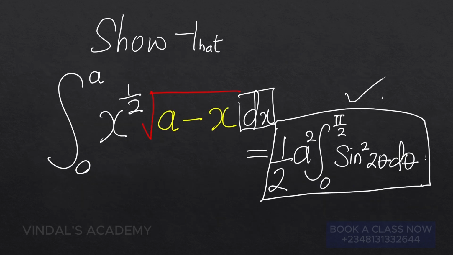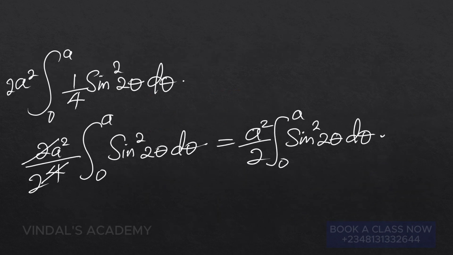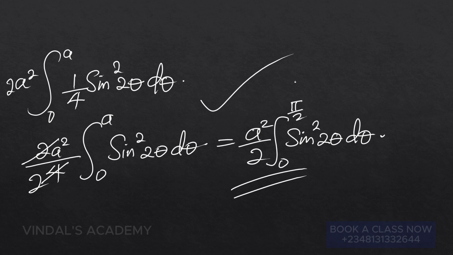So let me go back and show you what we were able to do. Yes, something is missing. 0 to pi over 2, not 0 to a. So in the place of a, I'm going to put pi over 2. So let me clean a and put pi over 2.